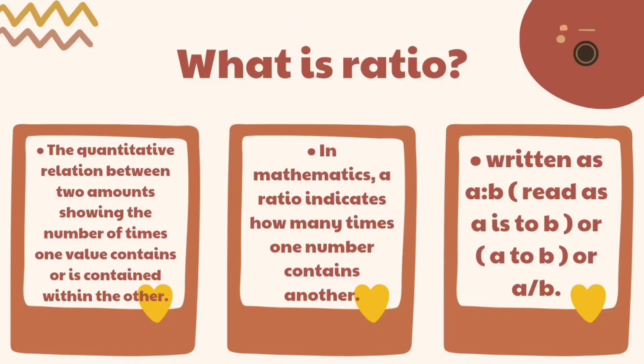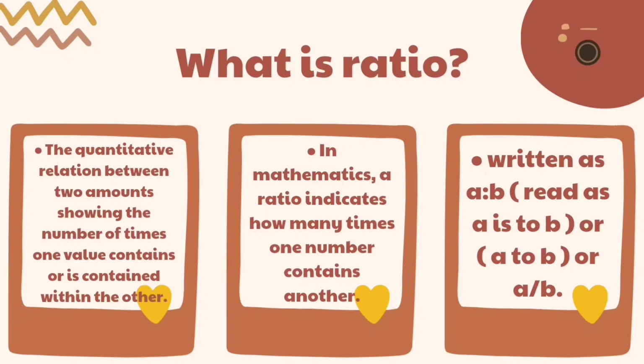So now, let's start with ratio. What is ratio? The quantitative relation between two amounts showing the number of times one value contained or is contained within the other. In mathematics, a ratio indicates how many times one number contains another. Written as A is to B, read as A is to B, or A to B, or A/B. And let's start with having an example.